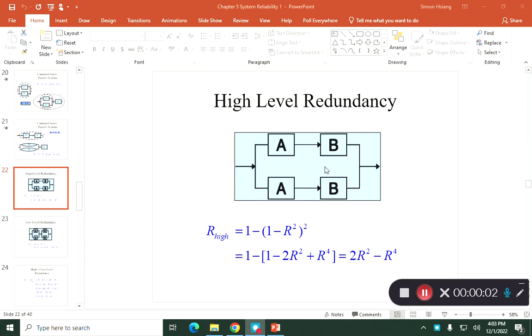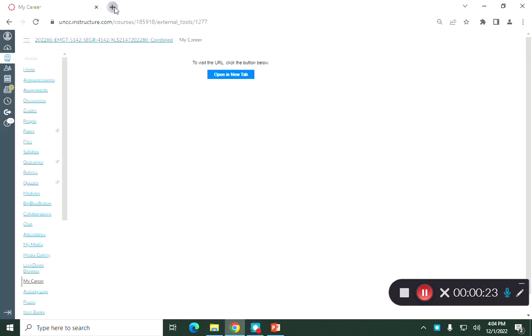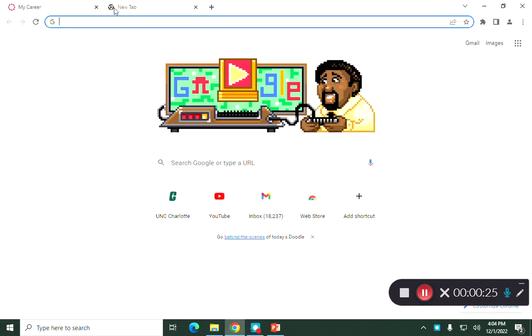Let's continue with system reliability. Last time we already talked about it. Parallel means redundancy, and I explained there are pros and cons about high-level redundancy, and there are books. The famous one was done by Wei Kuo.